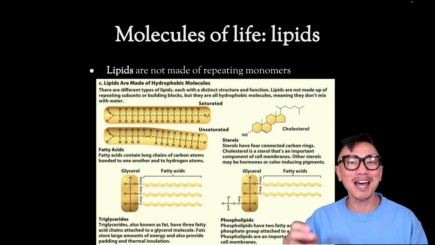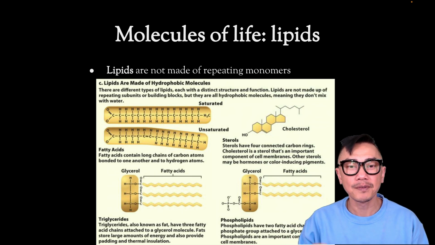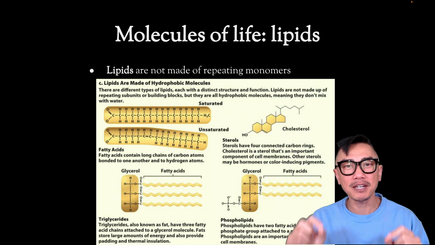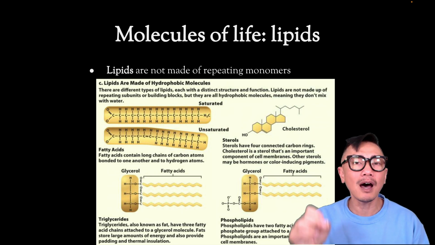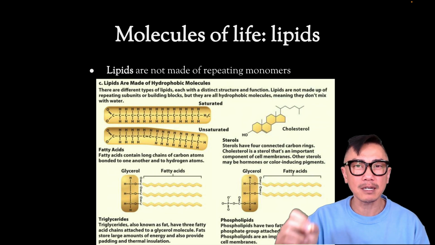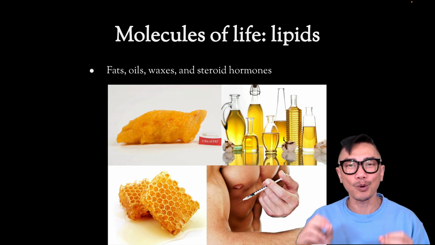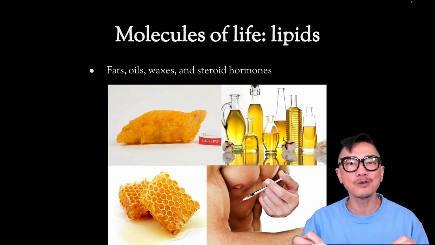Lipids are the final type of macromolecule. The word lipid comes from the Greek word for fat, lipos. Lipids are the only macromolecule that are not made of monomers. They are still large molecules, but they are not made up of smaller repeating units. Lipids include fats, oils, waxes, and steroid hormones like testosterone and estrogen.